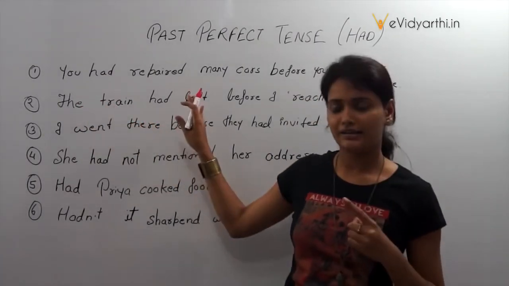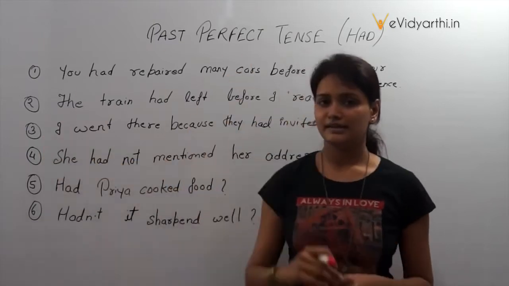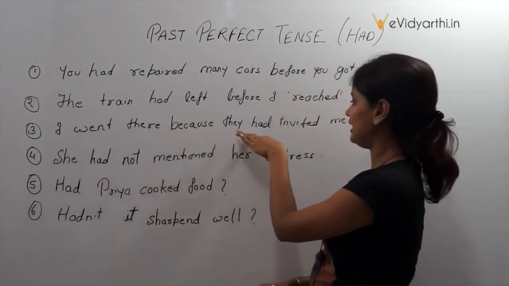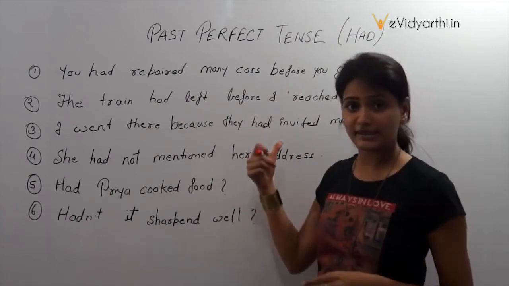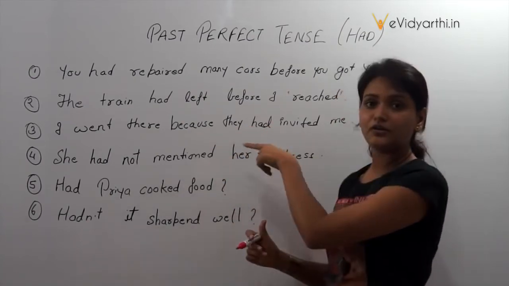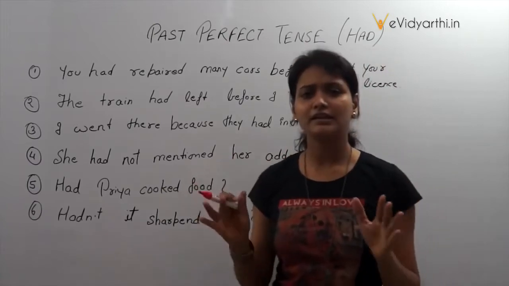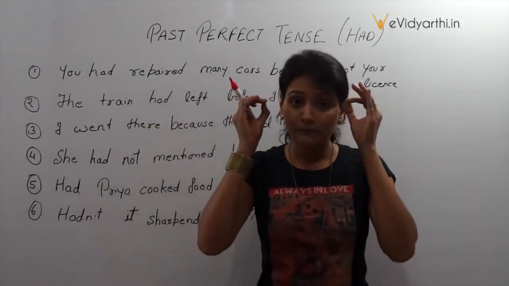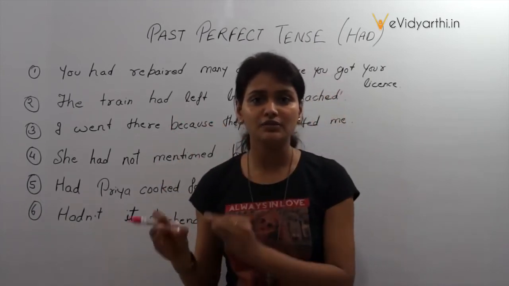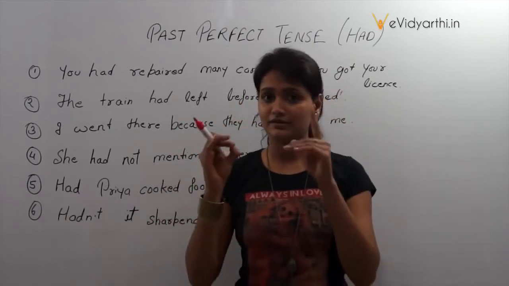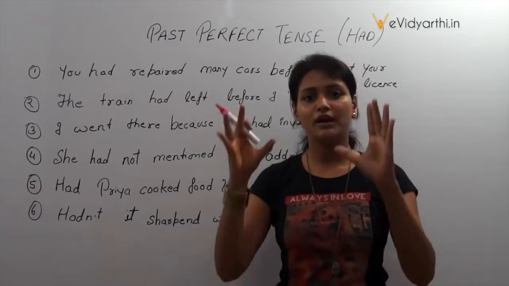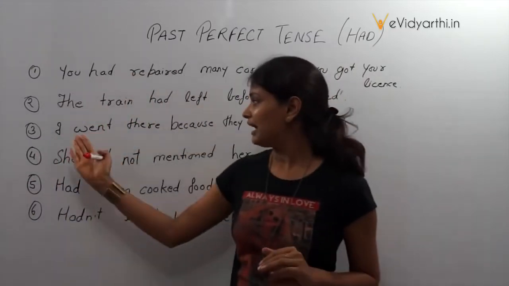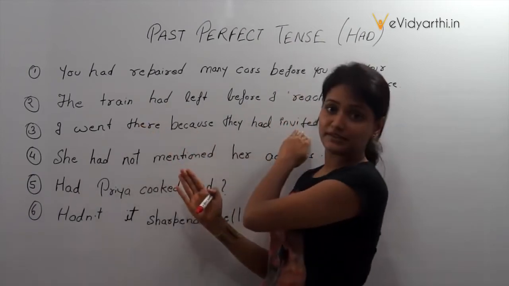The train had left. Taking another example, I went there because they had invited me. इस sentence में had आप देख रहे हो लास्ट में लिखा है. Doesn't matter कि आप past perfect को sentence के किस portion में रख रहे हो. Important thing is it कि वो action कौन सा है, first है या second है. If it is a first action, so you have to have used had. Alright. So I went there because they had invited me.